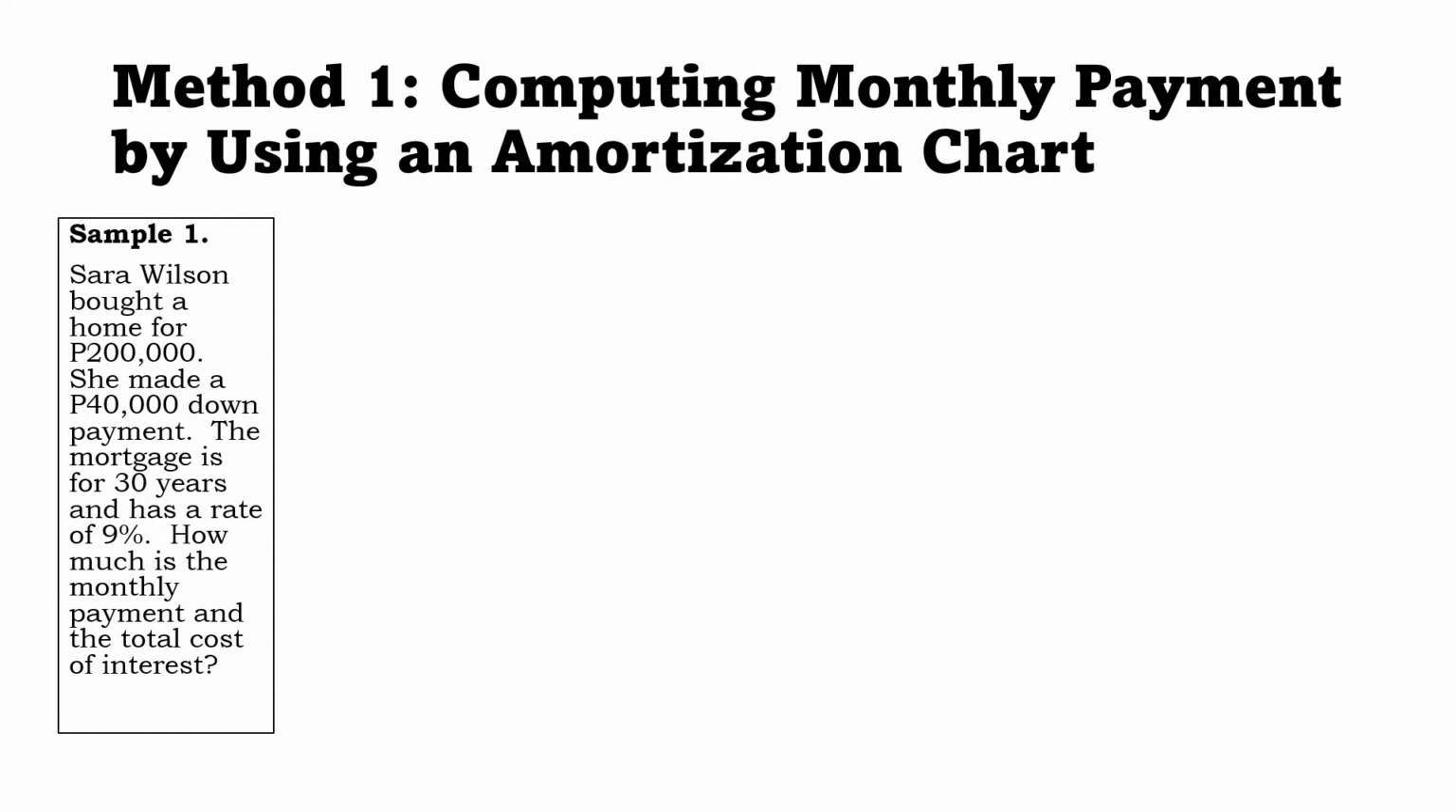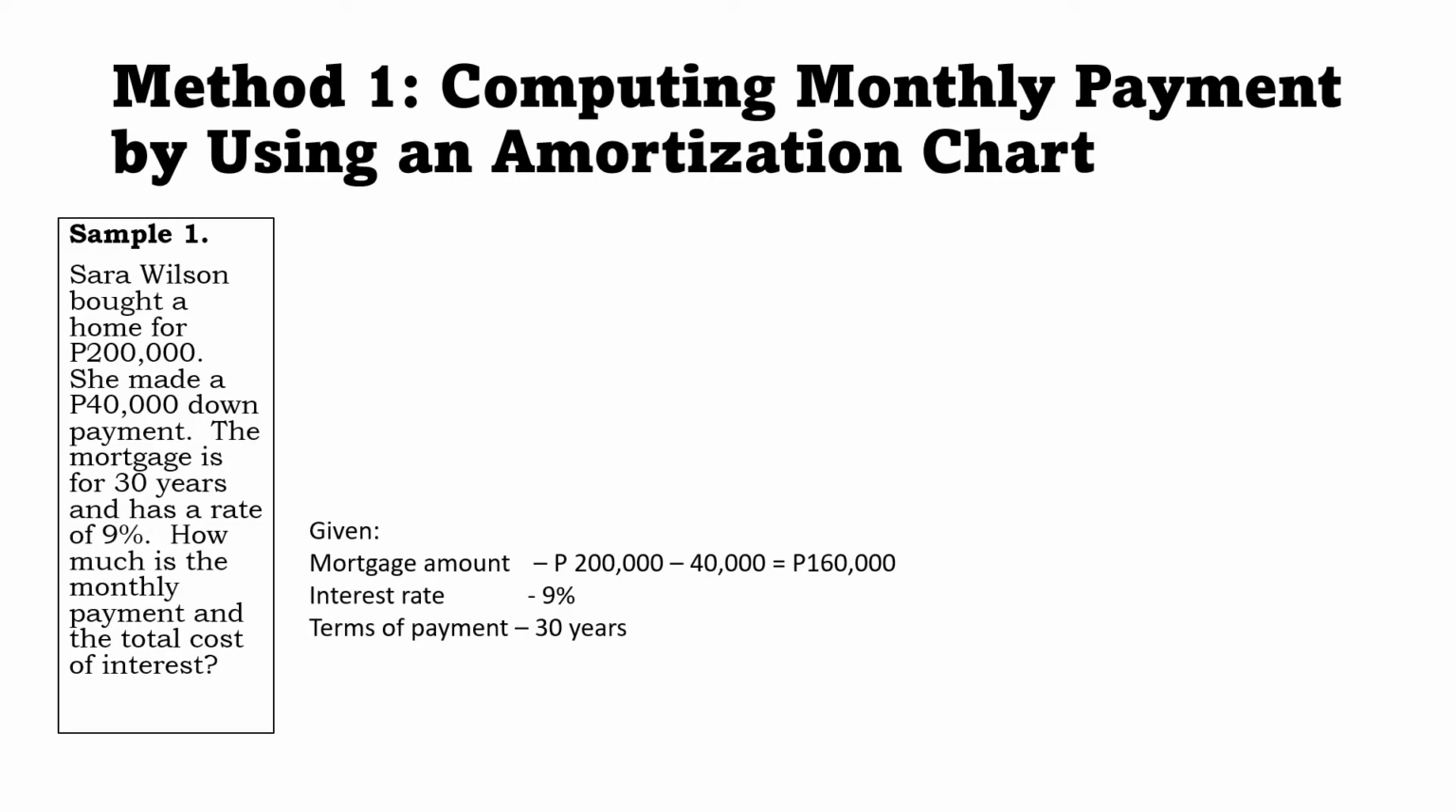Let us present method 1 first. We have here a sample. Sarah Wilson bought a home for 200,000 pesos. She made a 40,000 down payment. The mortgage is for 30 years and has a rate of 9%. How much is the monthly payment and the total cost of interest? These are the givens. The mortgage amount is 160,000 pesos, since the home is 200,000 and she made a down payment of 40,000. The interest rate is 9% and the term of payment is 30 years.